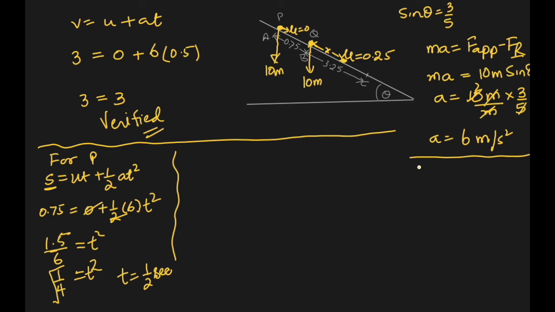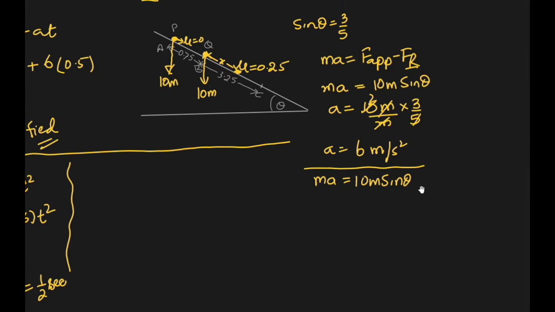So first, ma for this is m times a, equal to the applied force, which will again be 10m sine theta, but there will be a resistive force now, minus mu, which is 0.25 given, and the cos component of this, times 10m cos theta, which is the contact force here. This is also applicable to the other particle beyond B. So I'm finding this for both.